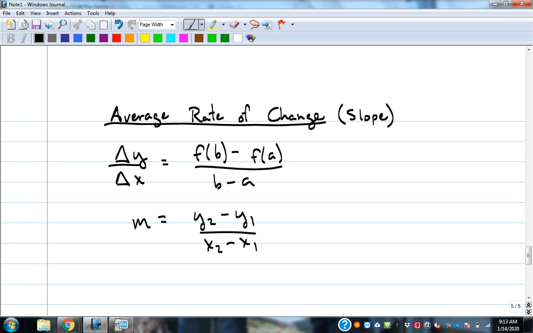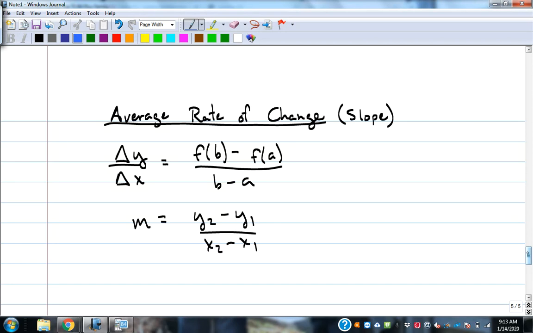So f of b, remember f of x is the same as y. So this is the y value when x is a certain number minus the y value when x is a different number. And these are the x values subtracted. It's the slope formula in disguise. That's all it is. I don't care if you remember this notation or not. Just know, you better know your slope formula. I mean, you've been doing it for 7 years now, or 5 years, something like that. So not a hard thing.